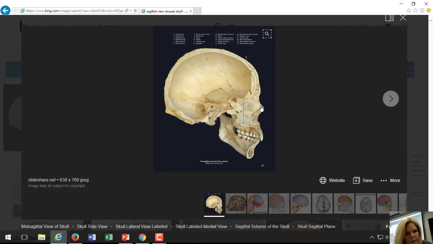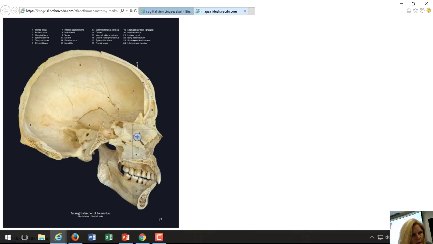Zero in on this one here. Here is the frontal bone, right? So this is a frontal sinus. This large space over the teeth would be the maxillary sinus. And then behind that, just above it would be the ethmoid sinus and then the sphenoid sinus behind it. So the ethmoid and the sphenoid sinus.